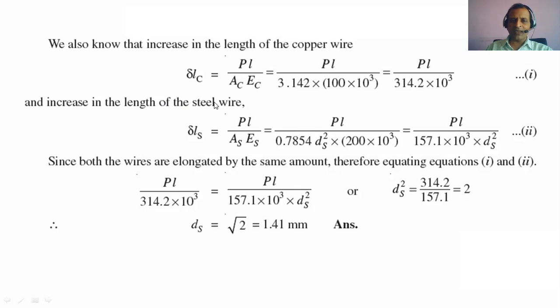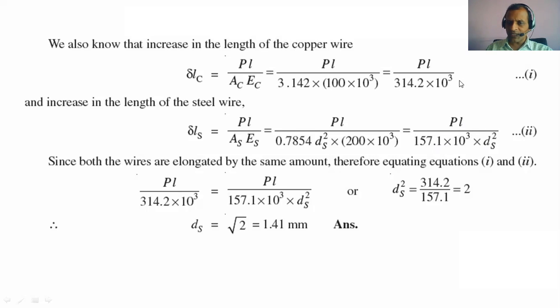And the increase in the length of the steel wire. How much is the increase in the steel wire? Same formula I'll apply here. Delta LS. Now S means steel wire. Again the same, PL by AS ES. PL is the same for both wires, as given in the problem. So you found AS, write it. PL by 0.7854 ds square into ES. Young's modulus for steel material is 200 into 10 to the power of 3. So that is equal to PL by 157.1 into 10 to the power of 3 into ds square. Keep this as equation number 2.